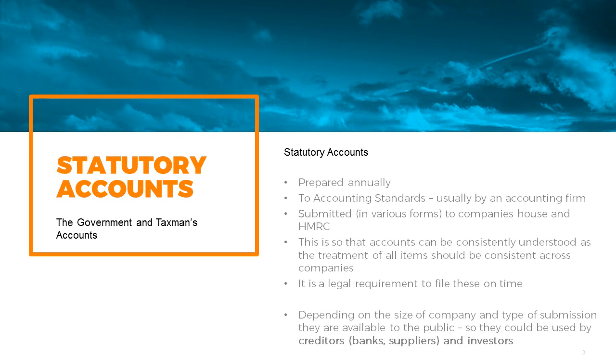A profit and loss account forms part of your statutory accounts. These are prepared annually to accounting standards, usually by an accounting firm. They are submitted in various forms to Companies House and HMRC. They are prepared so that accounts can be consistently understood, as the treatment of all items should be consistent across companies. It is a legal requirement to file these on time.